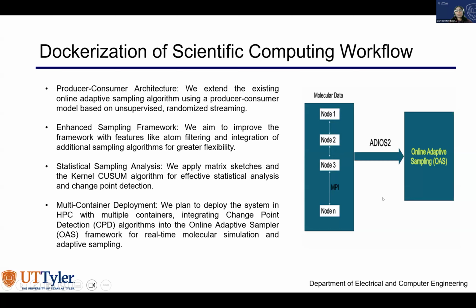So we plan to deploy the system with multiple containers. The NWChem data producer is going to produce a large amount of data, then one container is going to be utilized for online adaptive sampling, and another container is going to act as the dimensionality reduction as well as any kind of machine learning analytics we can perform, so that it could be a kind of microservice containers. Right now it is in a very early stage.